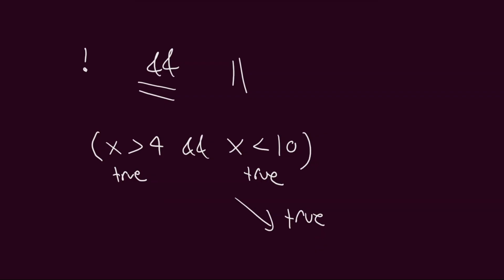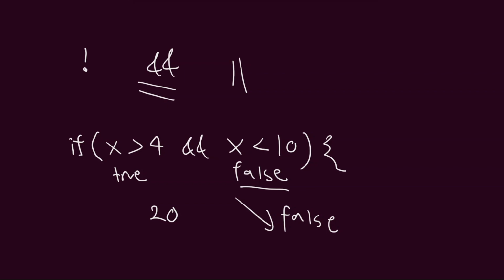If instead we have, let's say, 20, is 20 greater than 4? Well, that's true. But is 20 less than 10? That's not true. That's false. Then false overrides everything, so the combined output is false. And we can use this like an if statement. If this is true, we can print out that the value of x is greater than 4 and less than 10. So that's how that works.